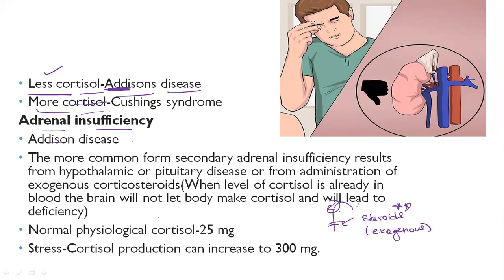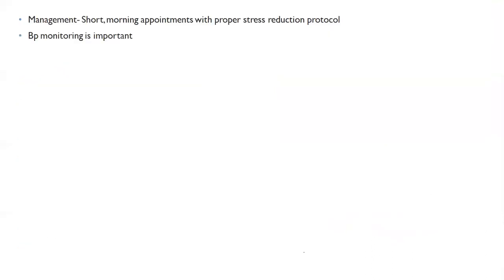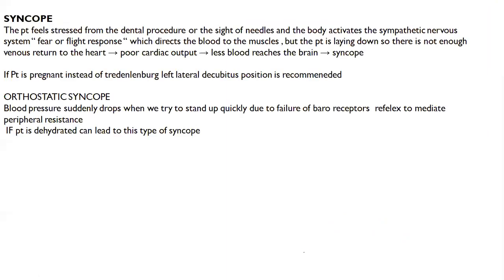A normal physiological cortisol is 25 mg, but in a stressful situation it can increase to 300 mg. So the management is short appointments with a proper stress reduction protocol, and blood pressure monitoring is important. Now, what happens in syncope?